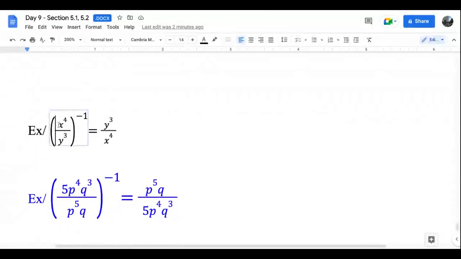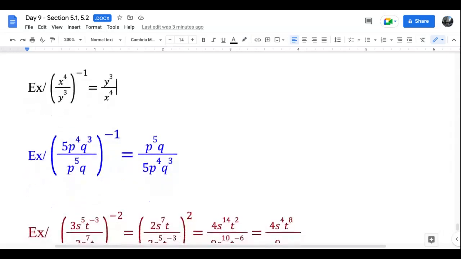Let's see this one. X raised to 4 divided by y raised to 3. Then outside the parentheses raised to -1. So that means we want to switch the numerator and denominator. So y raised to 3 is now in the numerator, x raised to 4 now in the denominator. And that's it. If we raise to -1, we just flip the numerator and denominator.